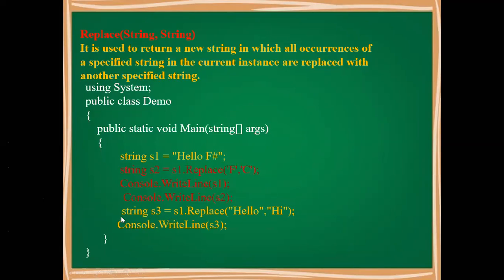In the next line, we have written S1.Replace hello by hi. So in S1, hello will be removed, and in place of hello, hi will be there. This is our output. First line S1, as it is, we are printing hello F sharp. Second, in S2 we have done only F को C से replace किया, so hello C sharp will be there. And in the third, S3, we have replaced hello with hi, so hello will be removed and hi will be there.